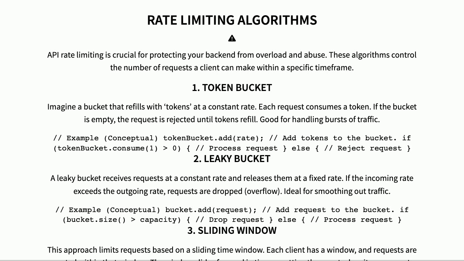Next we have the leaky bucket. This one's all about smoothing things out. Requests flow in at a steady pace but are released at a constant rate, dropping any excess. Finally, there's the sliding window. This provides really precise control by limiting requests within a moving time window. These algorithms each have strengths depending on the type of traffic you expect.